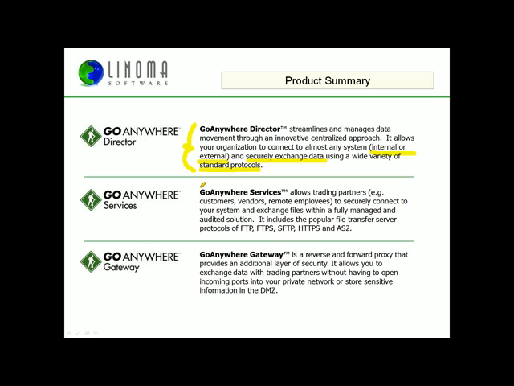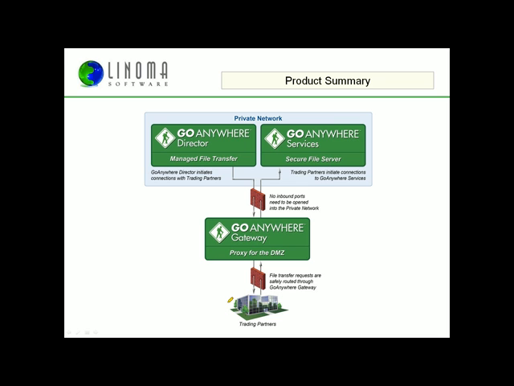And then GoAnywhere Services, again, is for when you need your partners to connect up to you to exchange files, and it supports the popular file transfer protocols. And then the gateway is going to provide that extra layer of security out in your DMZ. And this is to show you all three products working together.